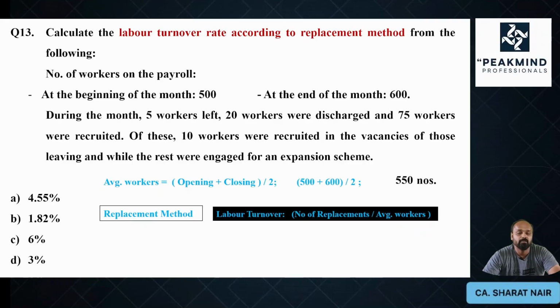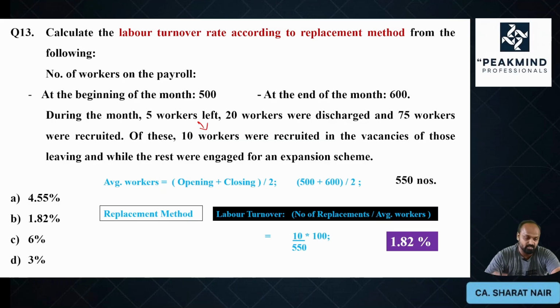Applying the same in the replacement method: number of replacements divided by average number of workers. Number of replacements is mentioned. How much is the number of replacements? It is 10 workers. So 10 divided by 550 into 100. My answer is, under labor turnover under the replacement method, 1.82%. So your answer is option number B, 1.82%.